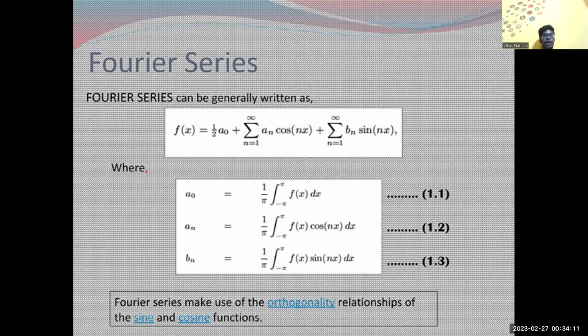In the first sigma, we want to find an, so the value of an is 1 by pi integral from minus pi to pi of f(x) cos nx dx. And bn is equal to 1 by pi integral from minus pi to pi of f(x) sin nx dx. In the second integral, we need to find bn. After finding an, bn and a0, if we put them in the equation, we get the Fourier series. The Fourier series makes use of the orthogonality relation of sine and cosine functions.